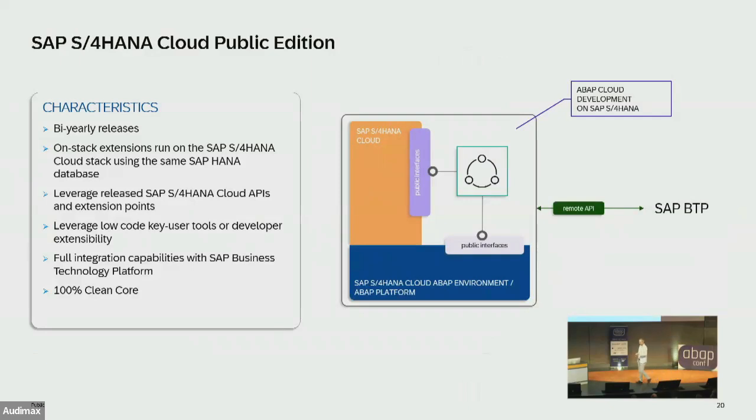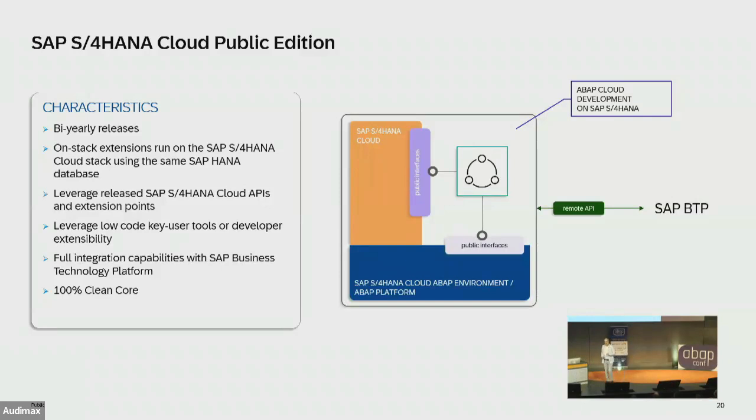The on-stack extensions which you can build with ABAP Cloud are really sitting on the S/4 stack. They use the same application stack and the same HANA database as the actual S/4 apps. It's comparable to what you do with ABAP on-premise from a stack perspective. So if you would check that in the debugger, you would see your code and then the SAP code underneath. It's really embedded. It's really part of the S/4 system.